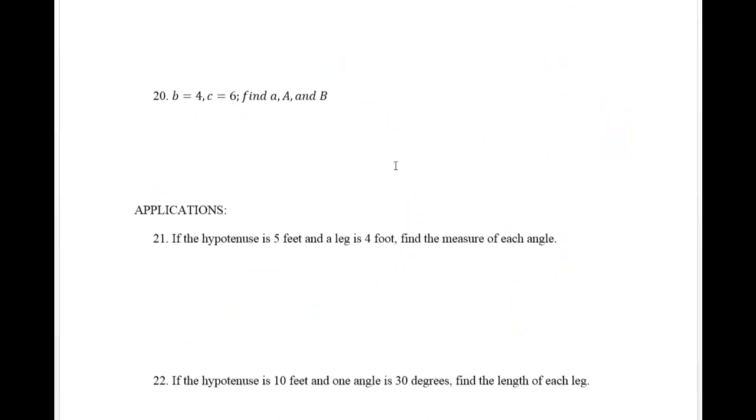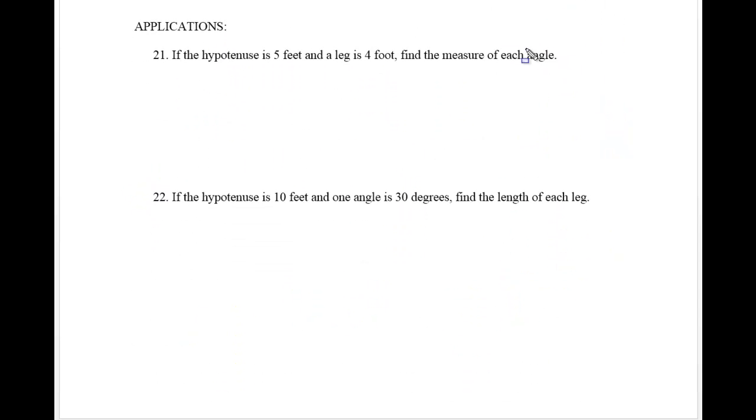All right, let's go take a look at the story problems to round out this video here. We've got some applications. Okay, so it says here, the hypotenuse is 5 feet and a leg is 4 feet. So this pretty much is a straight up problem dealing with no context, just giving you the definitions here. So it says find the measure of each angle.